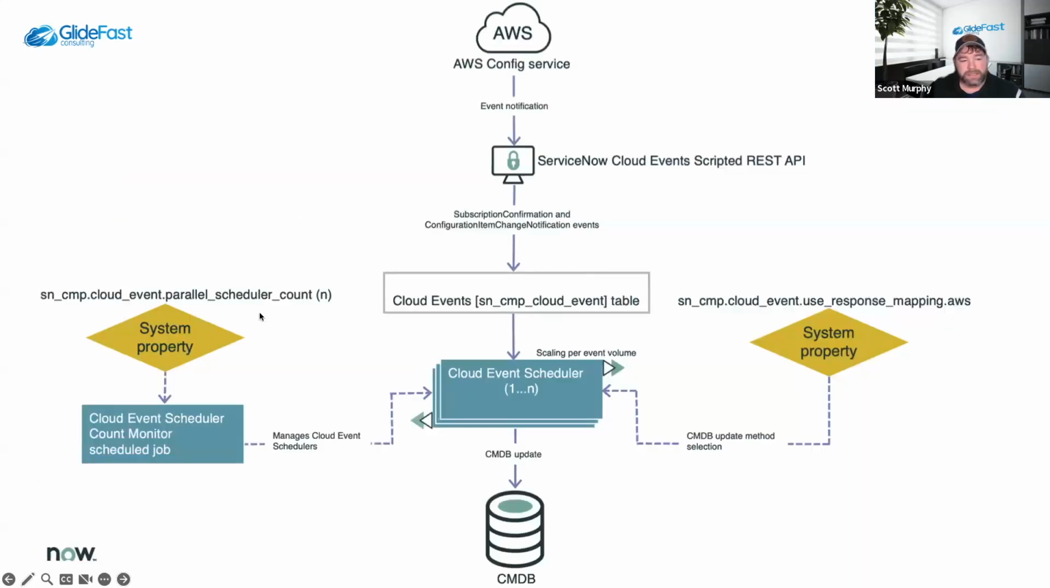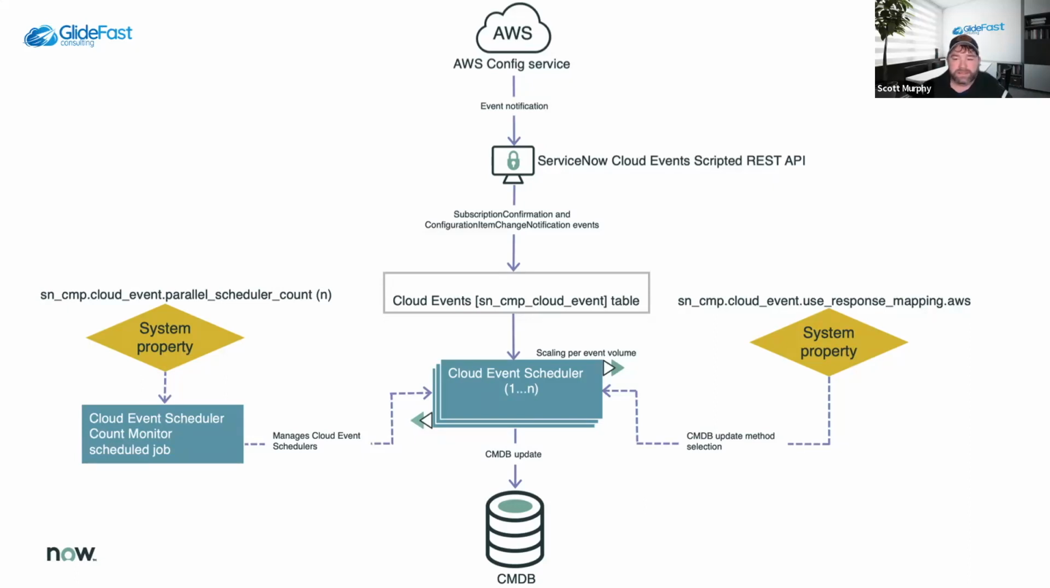Here is a Visio diagram of how this works. Like I was kind of explaining earlier, AWS Config service can send events to something. We're going to set it up to send a REST message to this scripted REST API in ServiceNow. The scripted REST API takes all the events and puts them in this cloud events table. And then there's a cloud event scheduler that will run based on this, and it will do a CMDB update. It'll trigger a targeted CMDB discovery to that cloud resource, I should say, whatever it is that's getting updated, and it will update the CMDB with that.